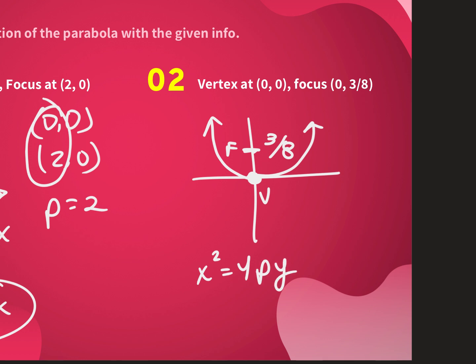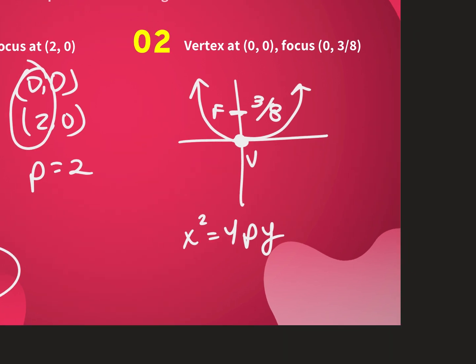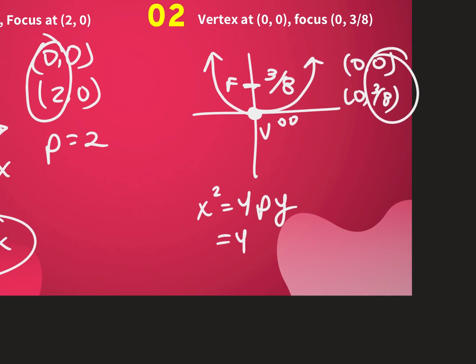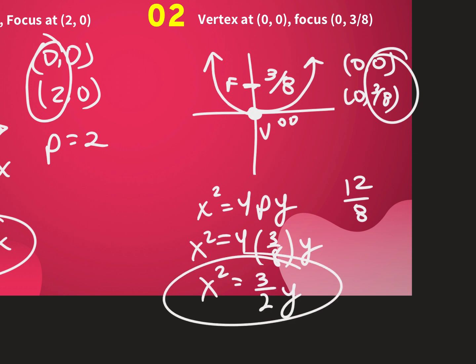I know my p-value is what? Positive or negative? Which one? Positive, because your parabola is going which way? Up. Good. What is the value of p? How far is it from 0, 0? Look, you can look at it this way if you want. How far is it from 0, 0 to 0, 3/8? It's how much? 3/8. So you're going to plug in 4 times 3/8. So x squared equals 4 times 3 is 12 over 8. What does that reduce to? 3 over 2. Good. Perfect.